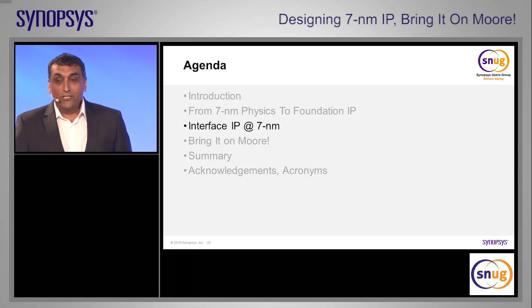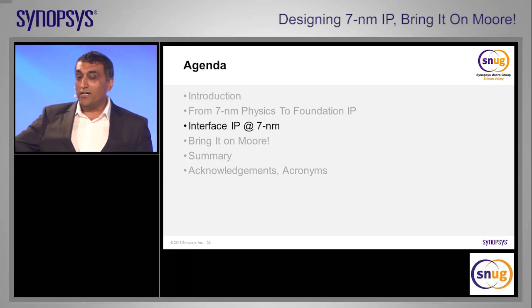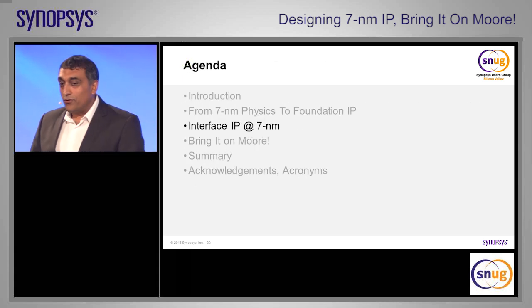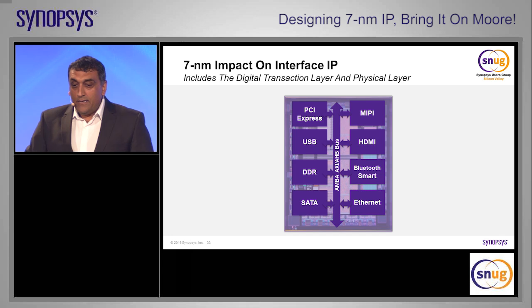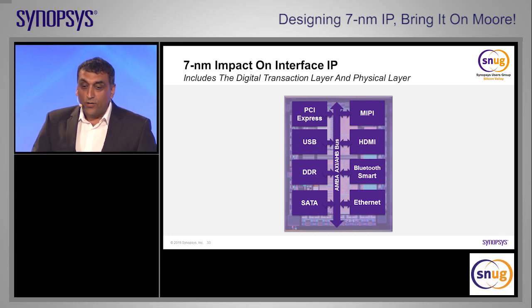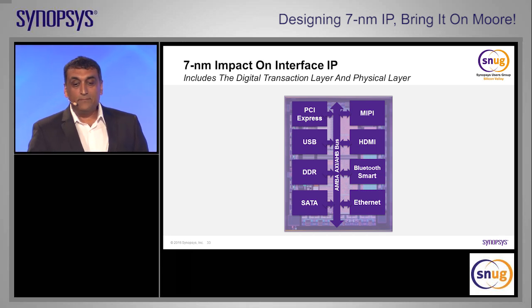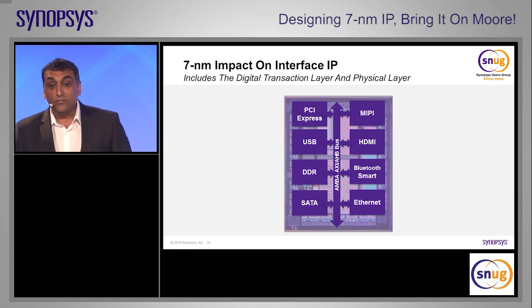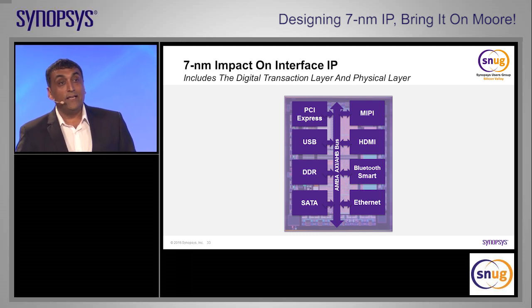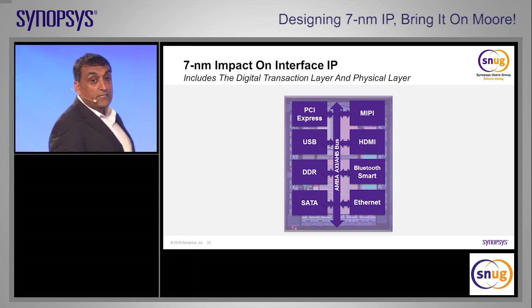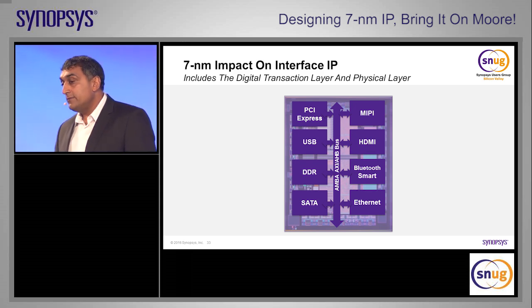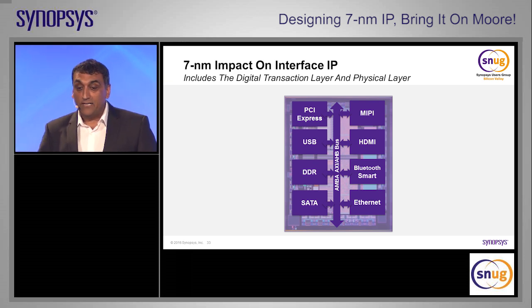Okay, so I'll move from physics to foundation IP. I'm going to now talk a little bit about interface IP. These are some of the IP blocks that I work on at Synopsys. This part of the presentation talks about the digital transaction layer. As I mentioned at the beginning, the 7-nanometer technology, because of the variability, impacts digital design. And I'm also going to talk about PHY development at 7 nanometers.